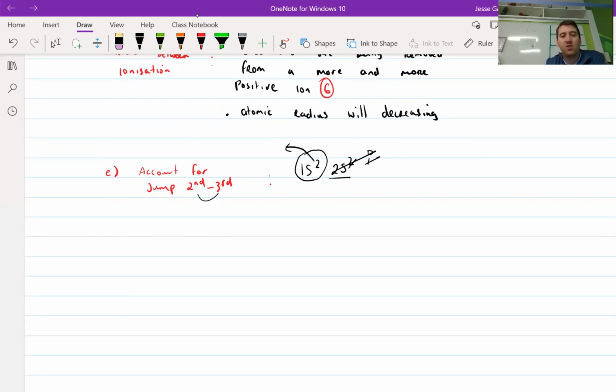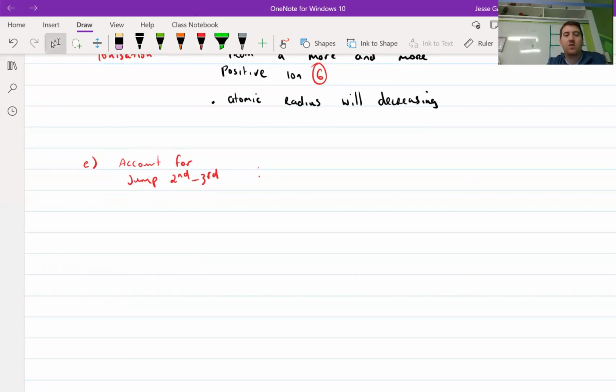So why does that give us such a big jump? Okay, so again, what I want you to do is pause the video and account for the jump in second to third ionization. Do that now. Okay, so you should only be watching if you've written down a reason for that. Okay, so the reason why there's such a big jump is because the third electron is taken. There's a couple of ways you could word this, taken from a full main energy level.